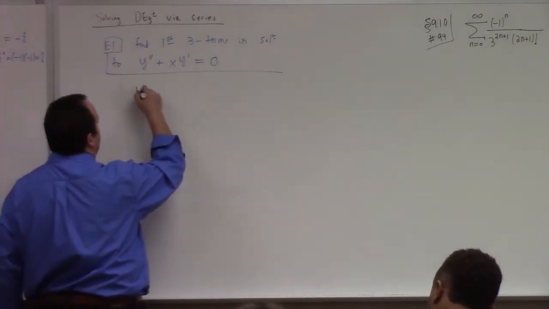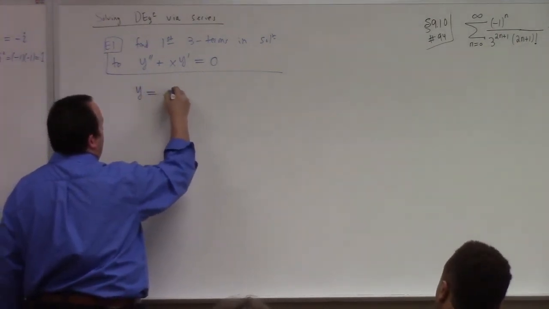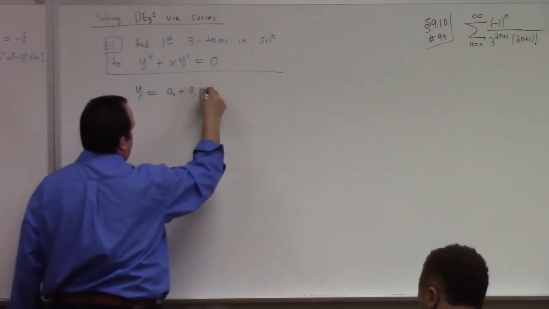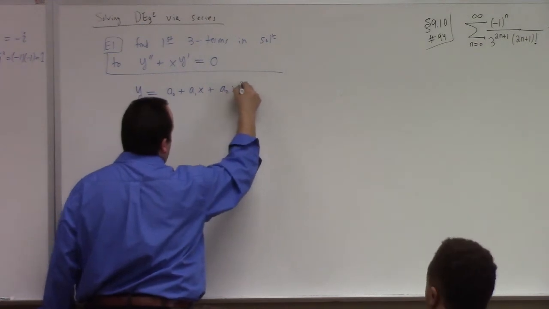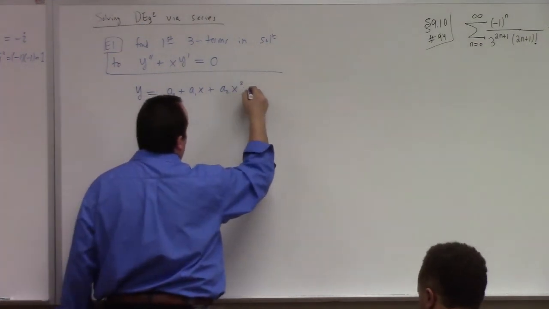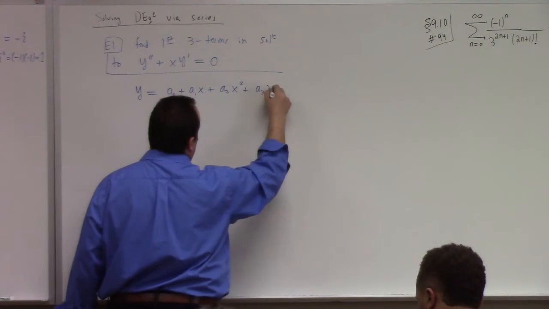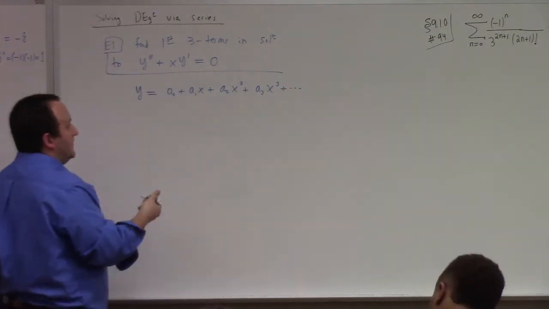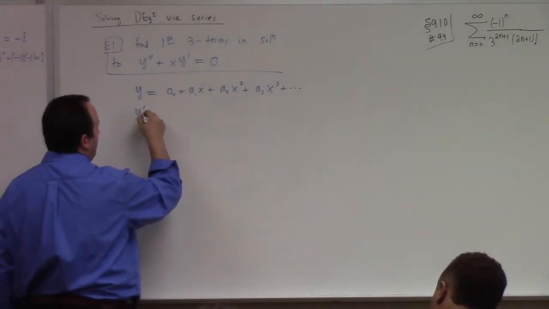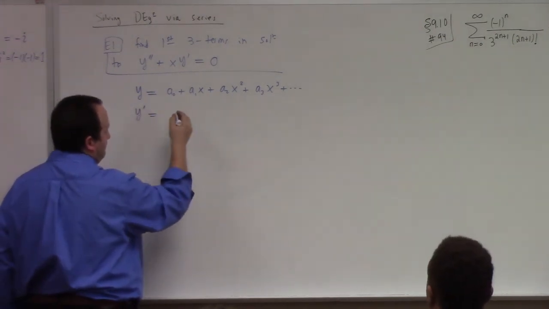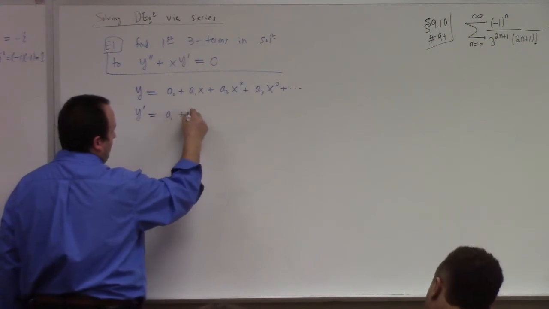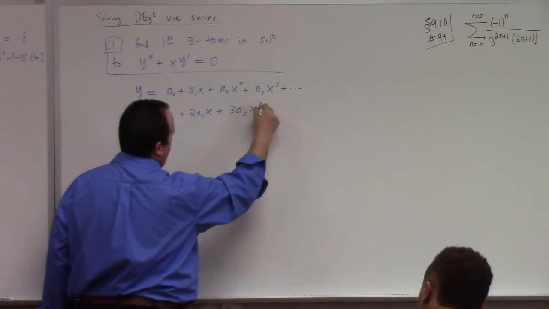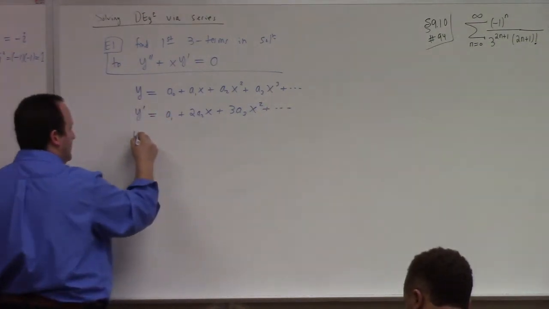So here, I'll look at y equals, say, a0 plus a1 x plus a2 x squared plus a3 x cubed. That should be enough. What happens when I differentiate 1 time? What do we get? You guys can differentiate term by term, right? And differentiate 2 times.